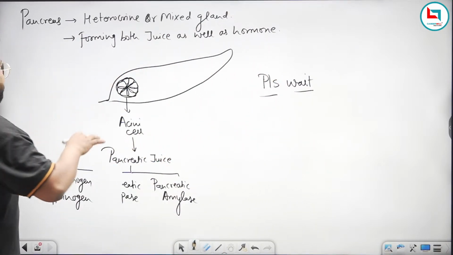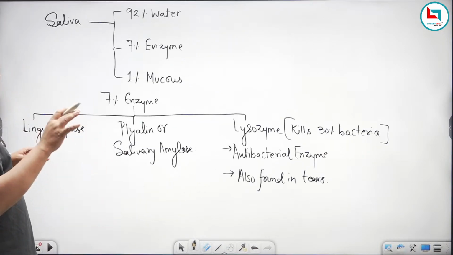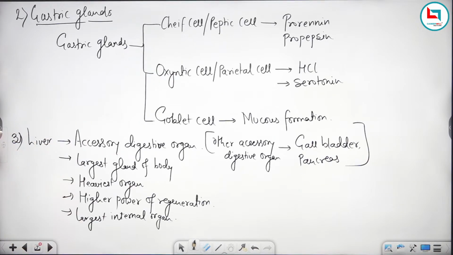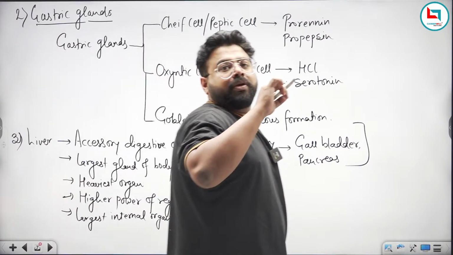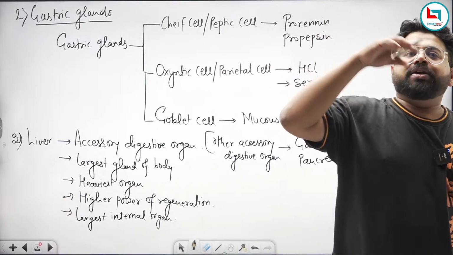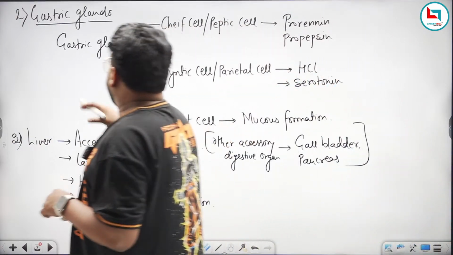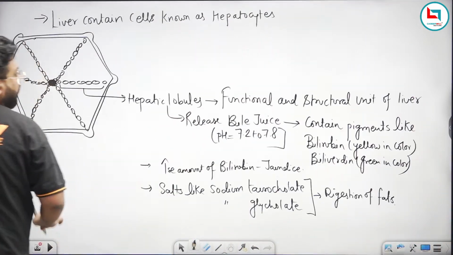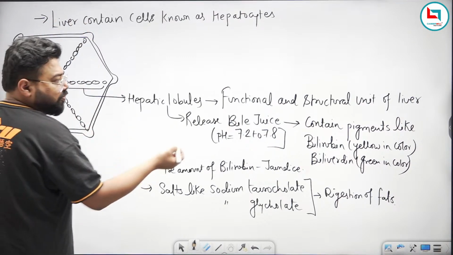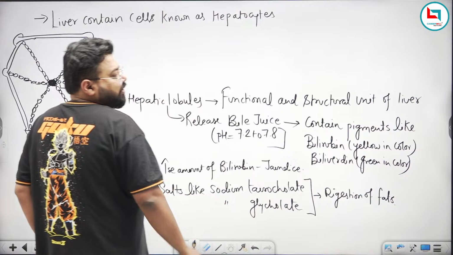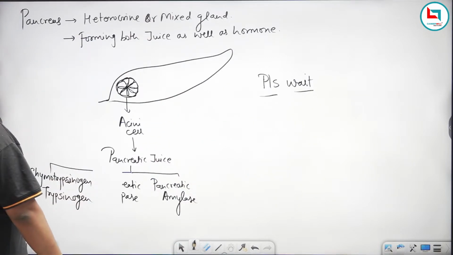So let us discuss once again. In our body, we have three different types of glandular system. Some glands release only juices. Those glands which release only juices are said to be exocrine glands. For example, the liver only releases a juice, that is bile juice. That's why the liver is an exocrine gland.